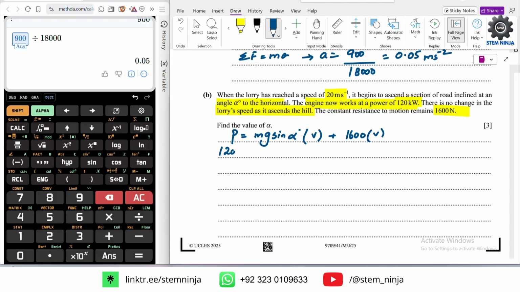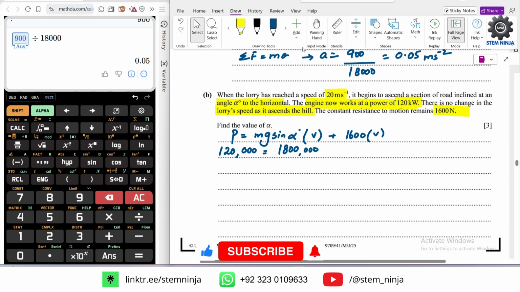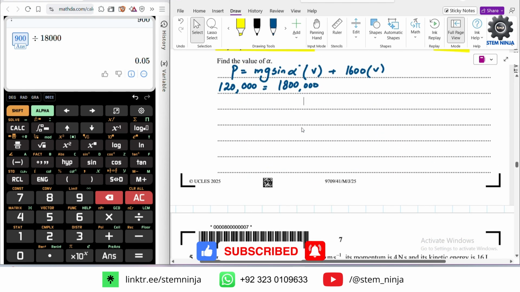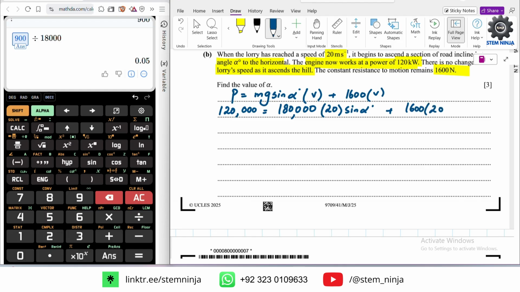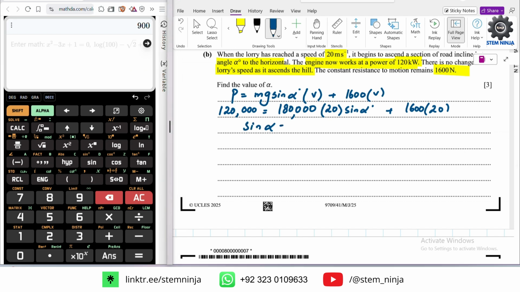So we have 120,000 equals mg, which is 180,000 because we had 18,000 kgs. So 18,000. Sorry, this will become 180,000. Thank God I just realized that. Okay. V is 20, sine of alpha plus 1600 times by 20. Okay, so we just need to figure out what sine alpha is.